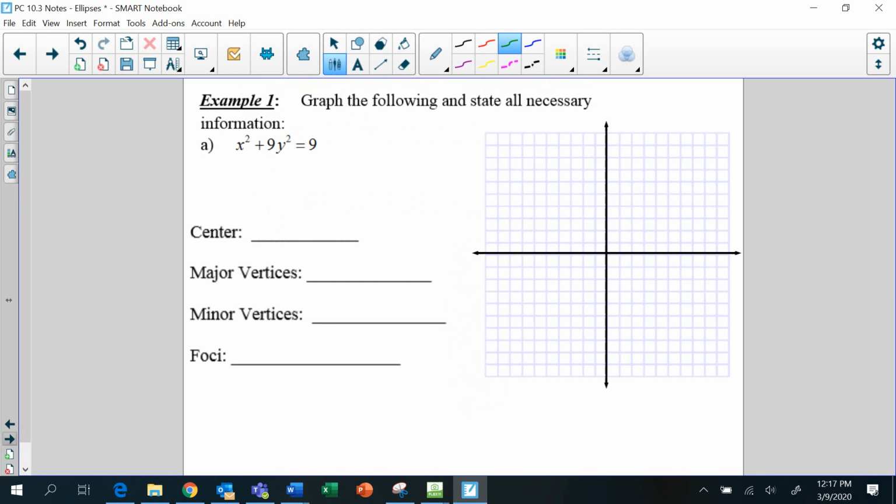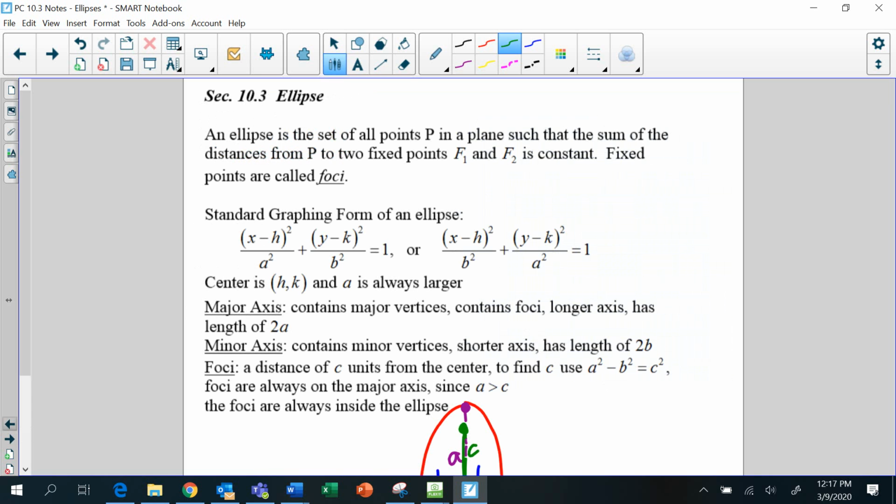First one is we're going to graph the following and state all the necessary information. We look at this equation, and we decide if it is in the correct graphing form, which I didn't really say when we were on that previous page. If you look at the correct graphing form, there's 2 different versions of it. I'm not stressing the fact that there's 2 different versions. If you look at the graphing form, what do you notice both of them equal, which is different than what circles equal? Both of them are 1.